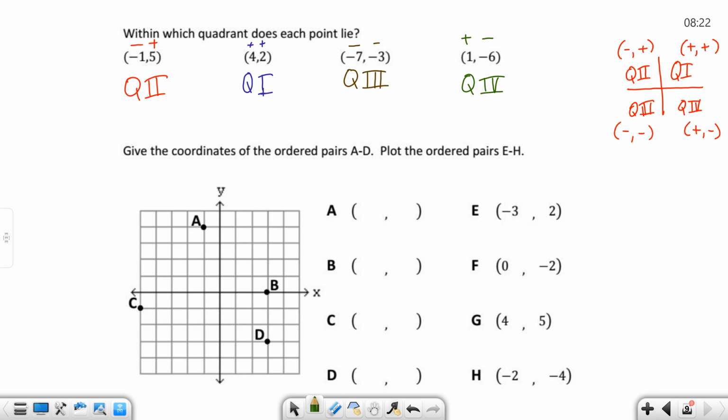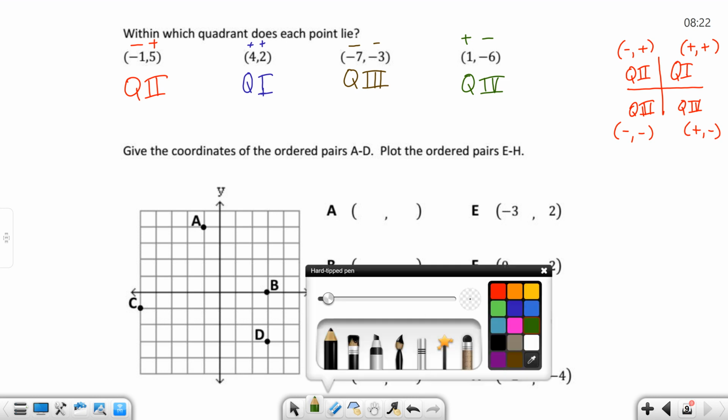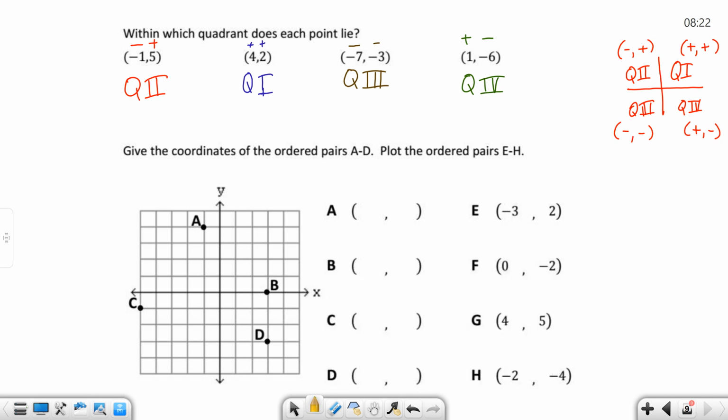So, again, that's just what quadrant do they lie in. We're not graphing. We're not trying to figure that out. We're just putting that there, all right? So, give the coordinates of the ordered pairs A through D. A through D, if you notice, are already on the grid here. And I just want you to fill in X and Y for each one of them, all right?